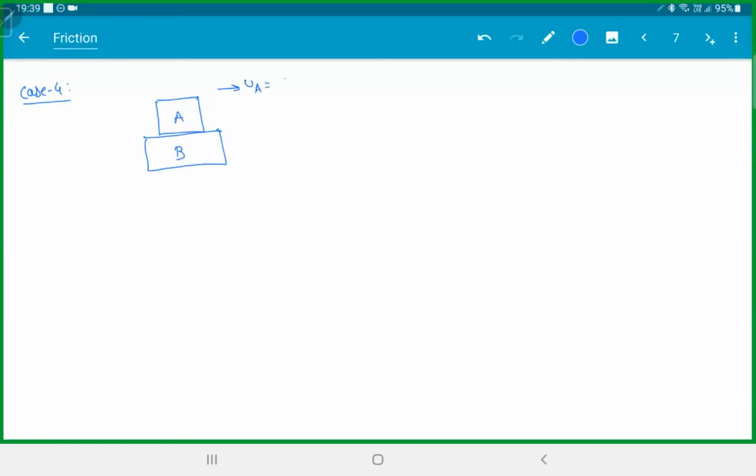Let's say speed of A is 5 meter per second. Acceleration of A is 2 meter per second square. Speed of B is 2 meter per second. Let's say this is 10 meter per second, and acceleration of B is 1 meter per second square. Now, what's the direction of friction? Or wait, I'll give you a simpler case. This is also 5 meter per second.